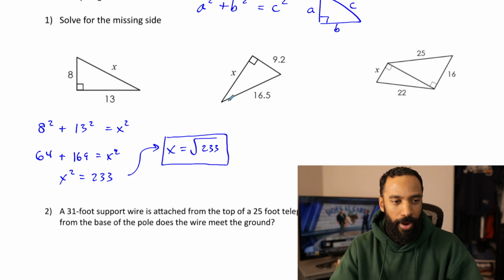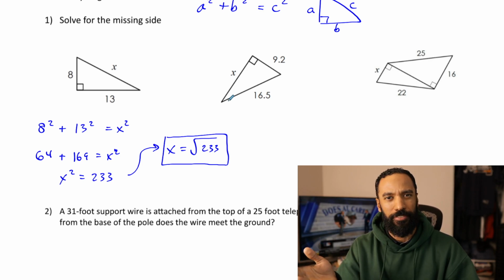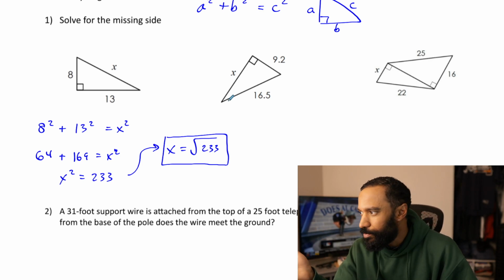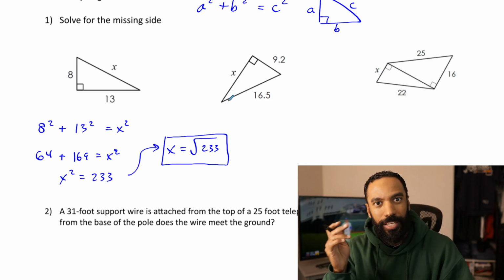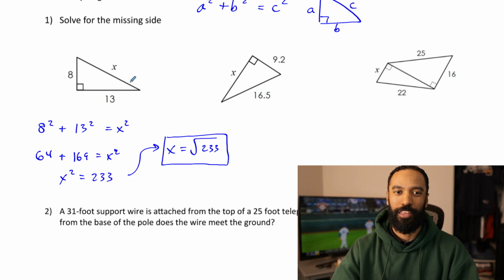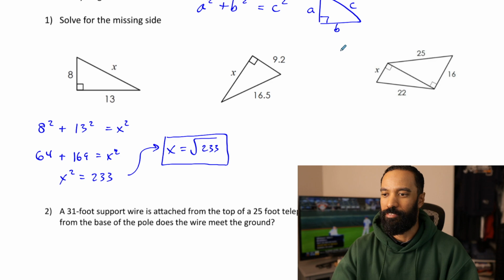If we had an approximated value, it would be somewhere a little more than 15, probably 15.4. I don't know exactly. All right, that's the first part. Number 1 has 3 parts in and of itself.